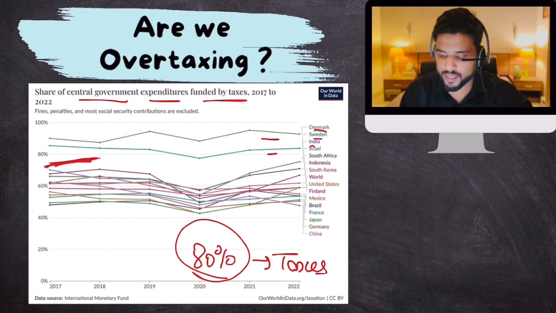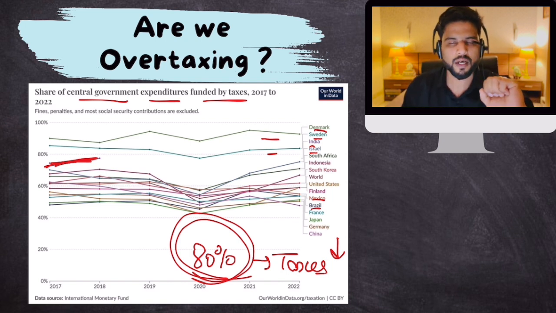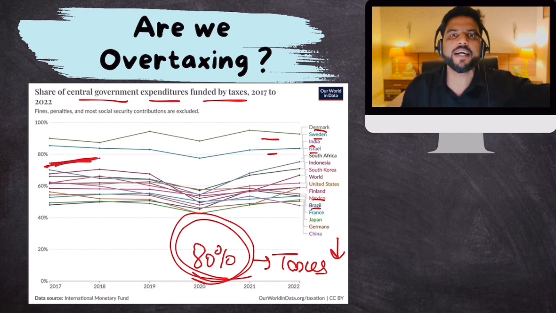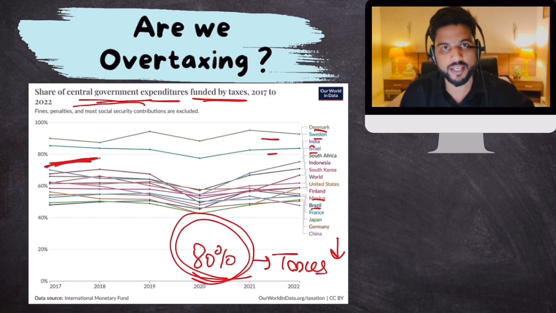Except Denmark and Sweden, all the other countries don't rely that much on taxes. They have other revenue sources as well. China, US, Brazil, Mexico, they have other resources. But we are heavily reliant on taxes. Our government's expenditure is heavily reliant on taxes. So if we reduce taxes, then government's expenditure is going to suffer. The government cannot afford to reduce taxes because it is heavily reliant on them. So this is chart number 1, which talks about the central government expenditure's reliance on taxes.